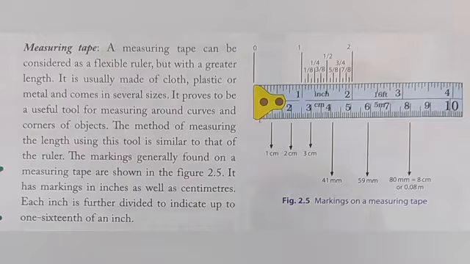Now you can see there are markings drawn on the measuring tape, and this measuring tape comes in inches as well as centimeters. It has markings in inches as well as centimeters, and each inch is further divided into 16 small markings which represent 1/16 of an inch.